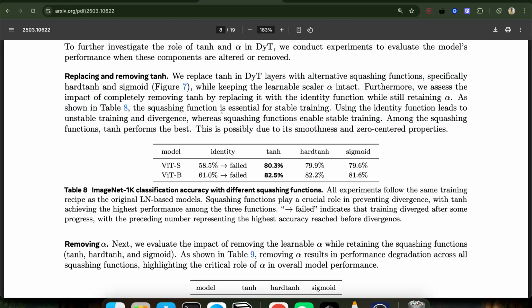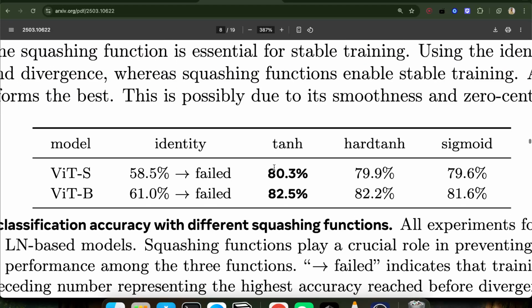Then they perform some more ablations. So tanh versus hard tanh versus sigmoid, and tanh performs best, although these two also squish. But the most important finding is that you need to have a function that's going to squish extreme values, bring them down. And all of these functions do it, so they are pretty similar in the results. But the identity function doesn't squish anything. So whatever the value is on X, we put the same value on Y, which is why this training failed. So you need to have squishing for stable training.